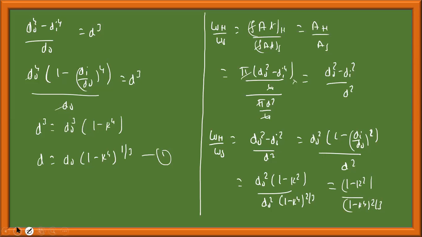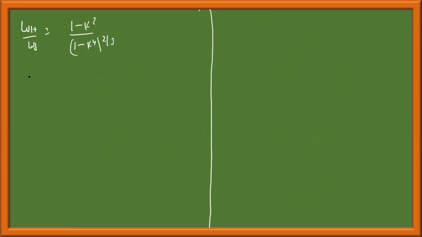Now weight of hollow shaft by weight of solid shaft is equal to 1 minus k square by 1 minus k power 4 raised to the power 2 by 3. Let us take the same example, k is equal to 0.88. Tell me what is this? 1 minus 0.88 square divided by 1 minus 0.88 raised to power 4, raised to power 2 by 3. What is the value of it? You tell me.